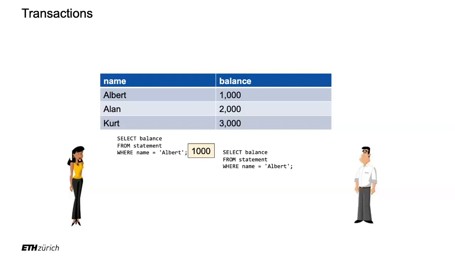Then Bob here, with another customer representative, does the same. He says, okay, what's the balance of Albert? And he also gets 1,000, right? You agree with that, right? That's what the queries do on the table that you see.